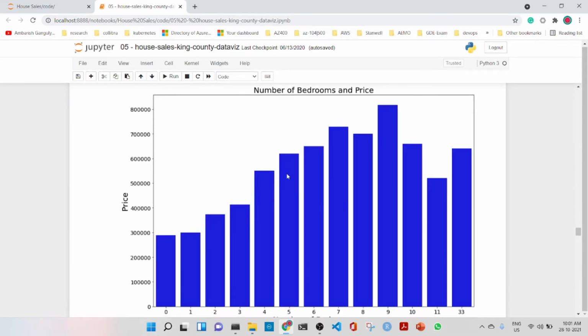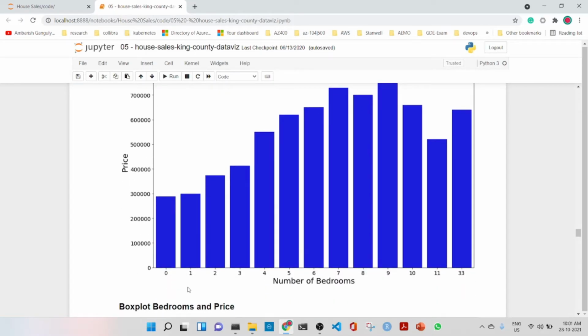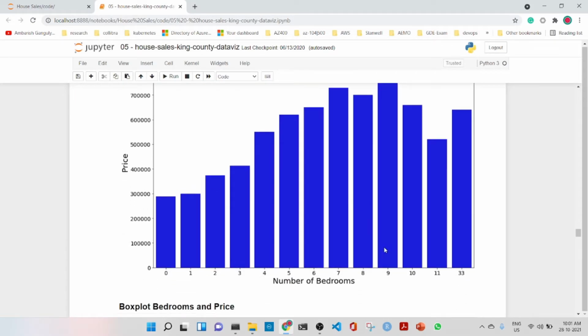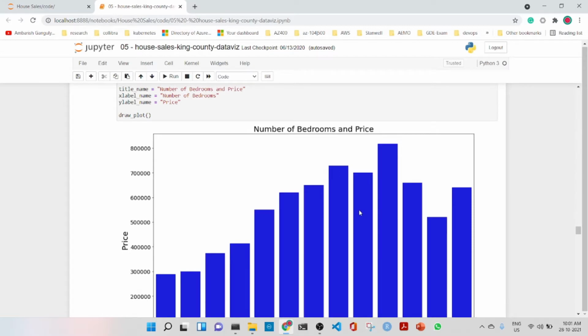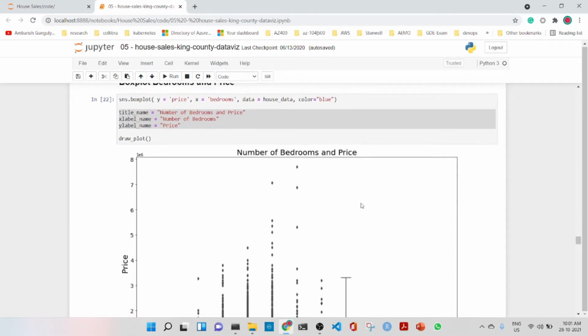Now we have a bar plot out here, and here we see the number of bedrooms and price. So the number of bedrooms are here and the price is here. And here we see that with 9 bedrooms we are having around 800,000.